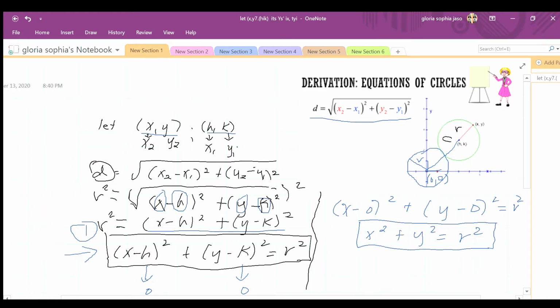So, gagawin lang natin is, substitute lang natin dito kay h, k si 0, 0. Palit natin kay h si 0, so magiging x minus 0. Tapos, substitute natin kay k yung 0, so magiging y minus 0. Then, simplifying our equation, it will become x squared plus y squared, and then copy r squared. So, magiging r squared. So, yan yung dalawa nating equation.